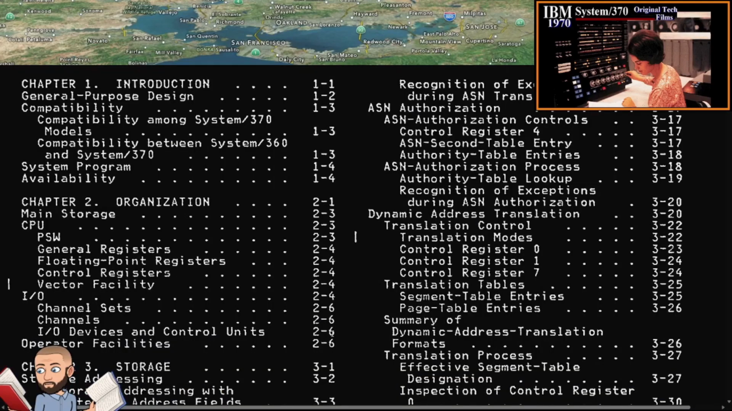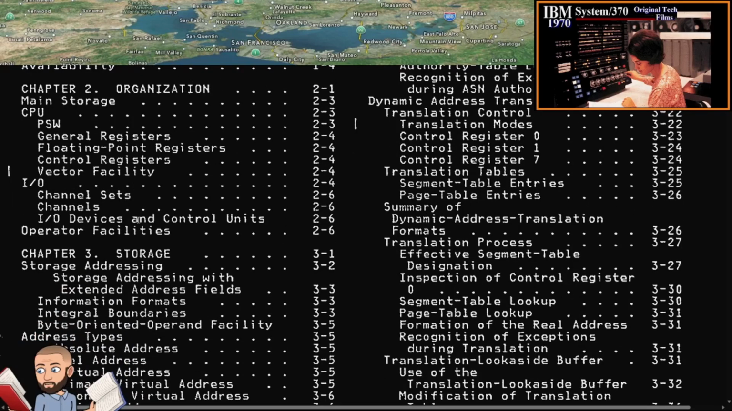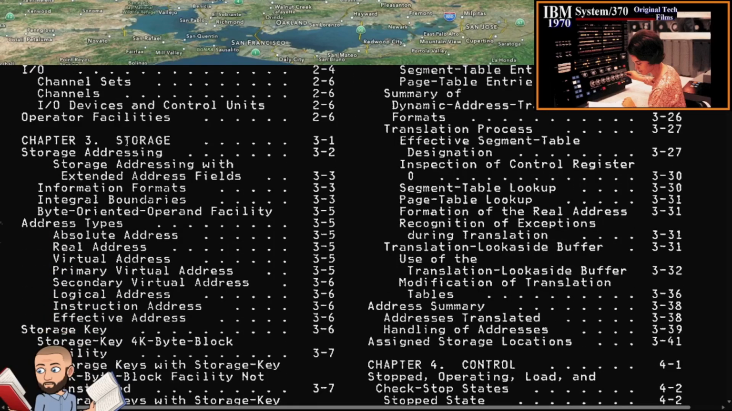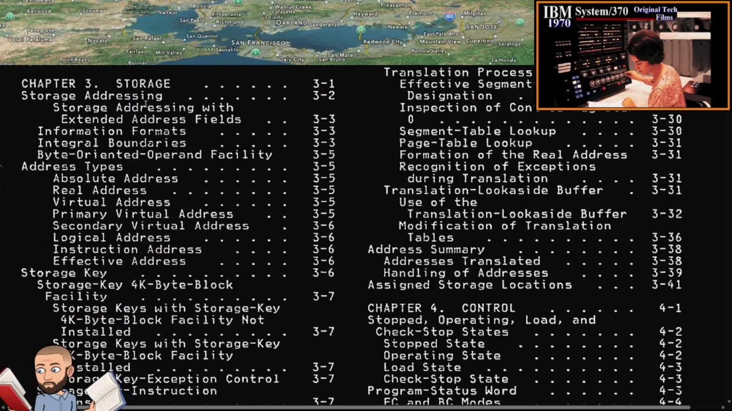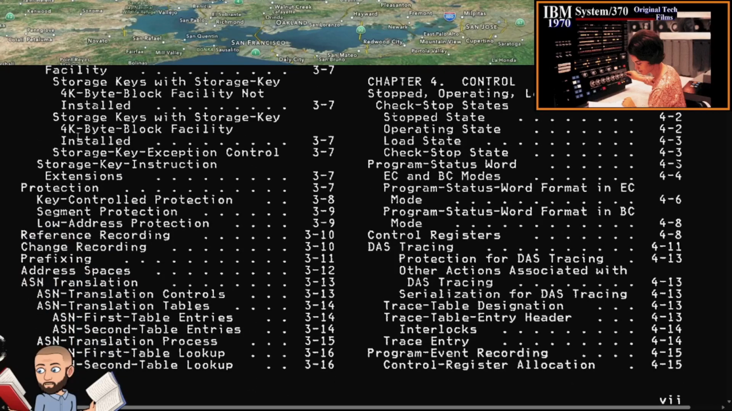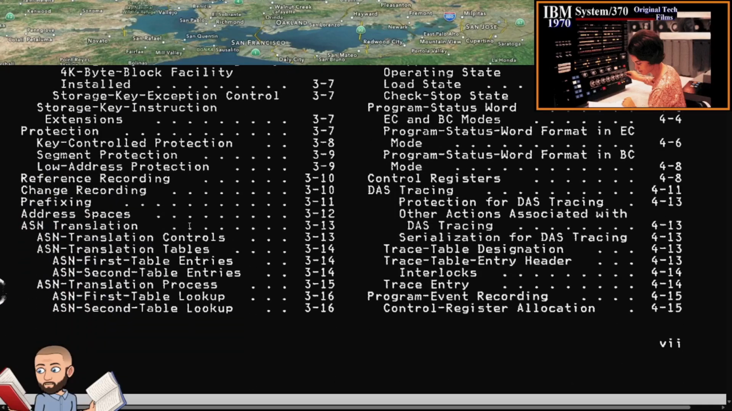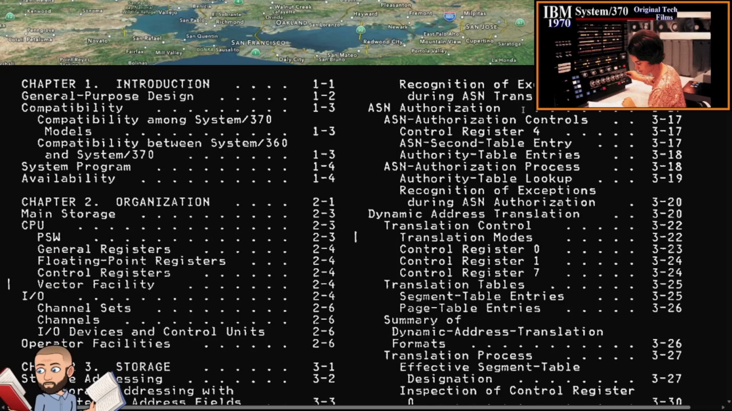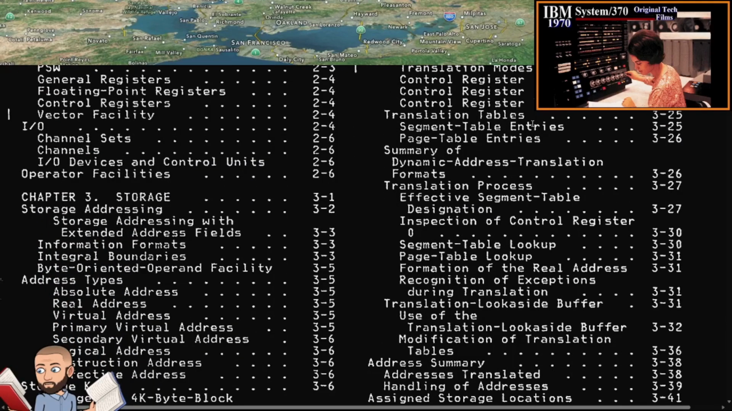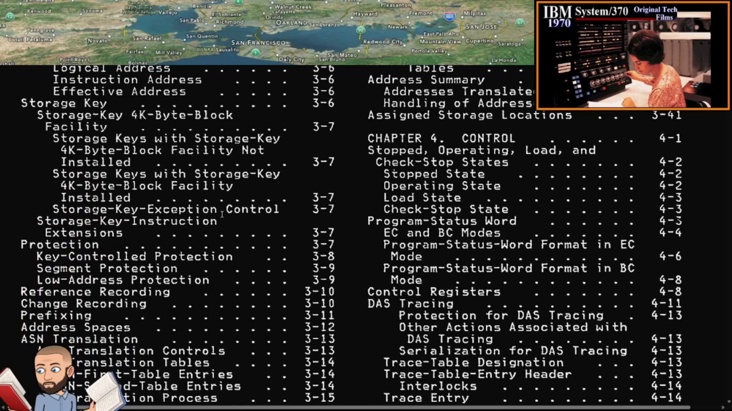And so we'll actually finish this video and call it introduction, but we'll finish the video with this table of contents. Here's that chapter 1, introduction. They finish this chapter with the topic availability. Chapter 2, organization, covers main storage, CPU, I/O, and operator facilities. Chapter 3 is storage addressing, address types, storage key, protection, reference recording, change recording, prefixing, address spaces, ASN translation, ASN authorization, dynamic address translation. Wow, the storage chapter is pretty thick.